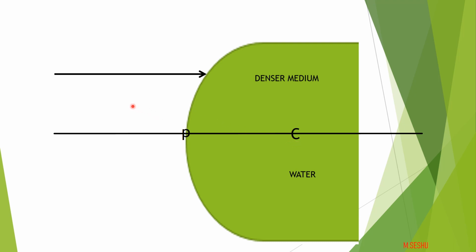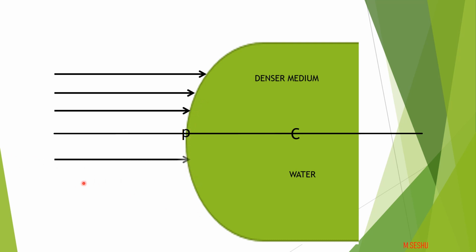Next, imagine light rays are coming from the rarer medium, that is air. You can consider any rarer medium, not only air. So many light rays are coming from the rarer medium and striking the surface. This is the denser medium, this is the rarer medium, this is the surface of separation. These light rays do not bend as long as they travel in the same medium, that is air.